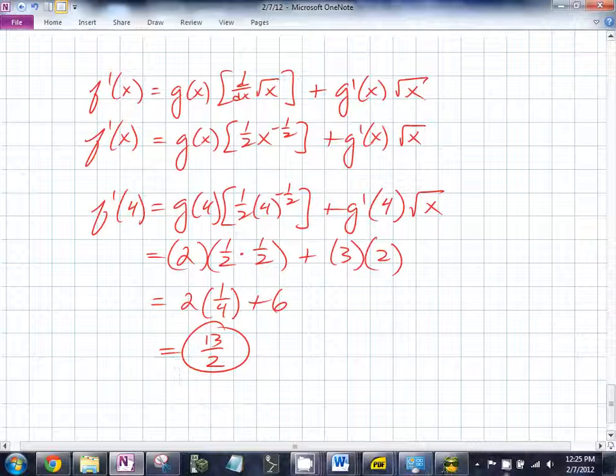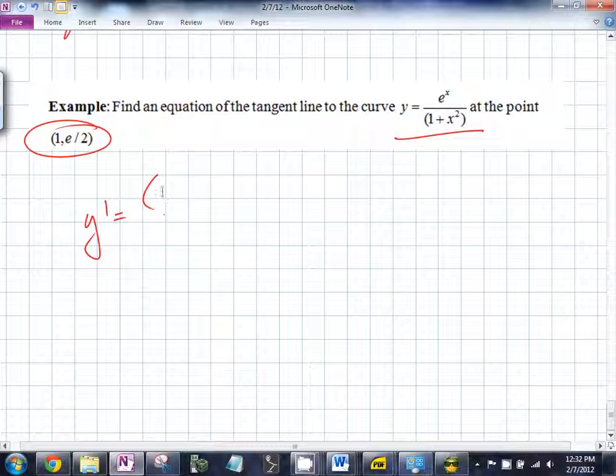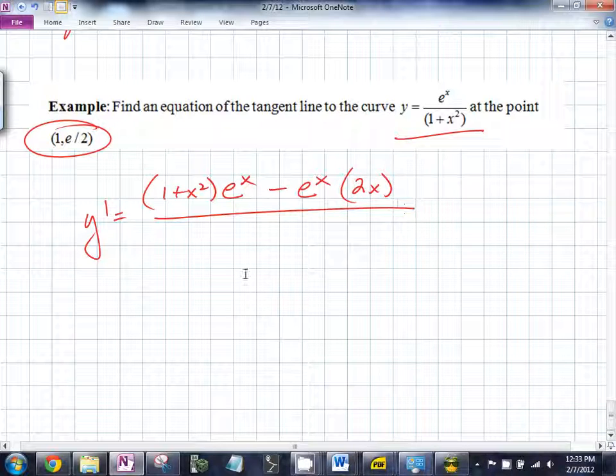Let's do more examples. In order to find the slope of the tangent line, we need to find the derivative. Exactly. Here is the function we need to find the derivative of. So y prime is going to equal, what's the low function? Low d high, which is e to the x, minus high d low. What's the derivative of the bottom going to be? 2x. And what's it over? Low square. 1 plus x squared squared.